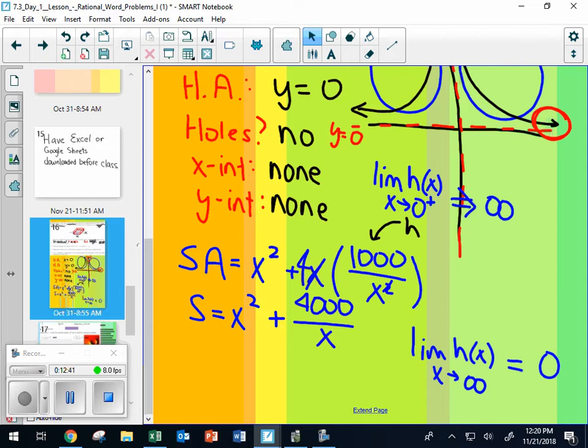So if you would take a moment, take out your graphing calculators. If you do not have a graphing calculator, raise your hand. I have extras that I can give to you.